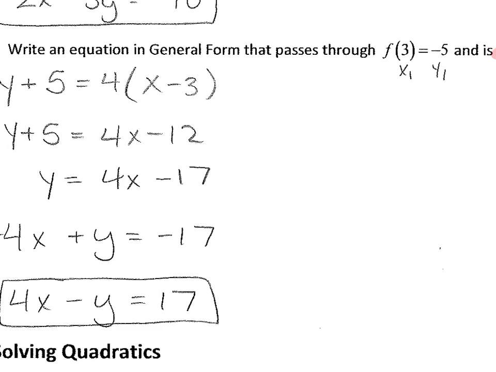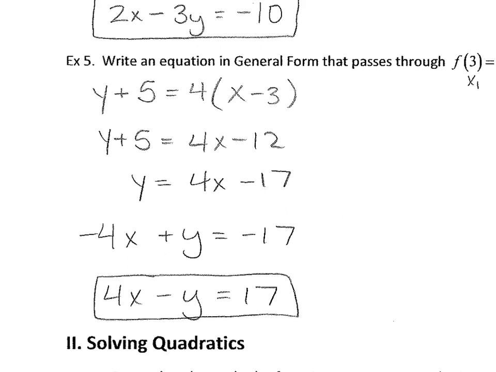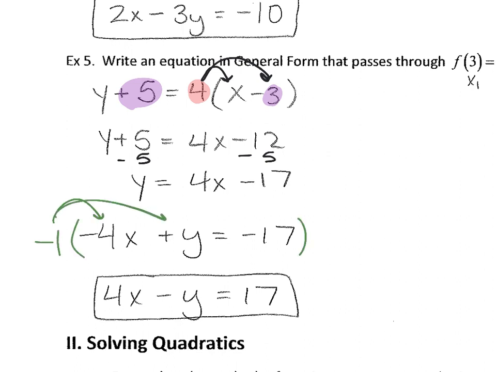Did we follow everything pretty much after that? Yeah, so again, this is point slope, where we use the coordinate point 3, -5 that they gave you. We distributed. We subtracted 5. We moved the 4x over. And I multiplied at the end by what? -1. Okay.